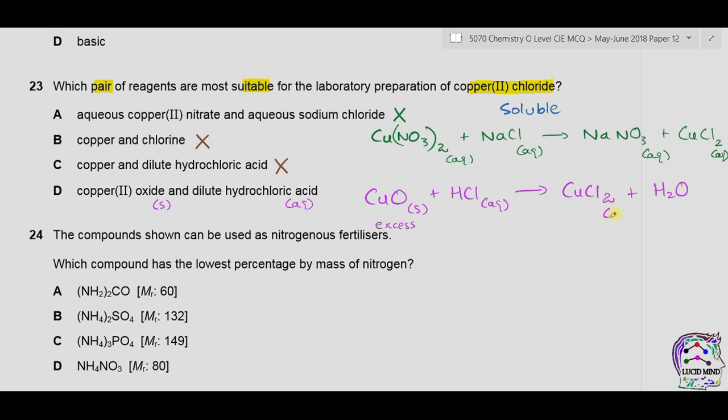Now copper chloride is a soluble salt and water is a liquid. Now as copper oxide was used in excess so that all of HCl reacts with copper oxide, there is no HCl left after this chemical reaction. We have copper oxide solid which was in excess, so it can be removed by filtration as it is insoluble in water. Third thing is copper chloride salt in water, so we can simply use the crystallization process to obtain the crystals of copper chloride. Correct answer is D.